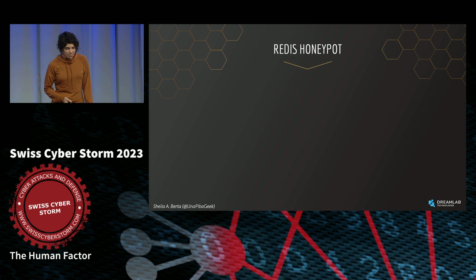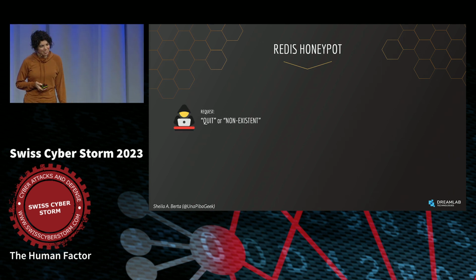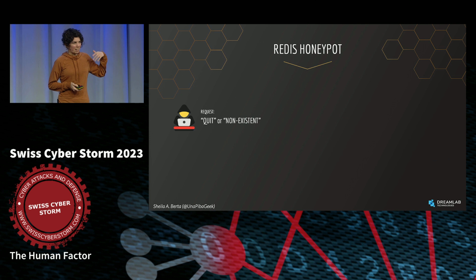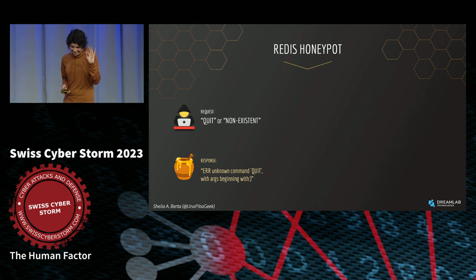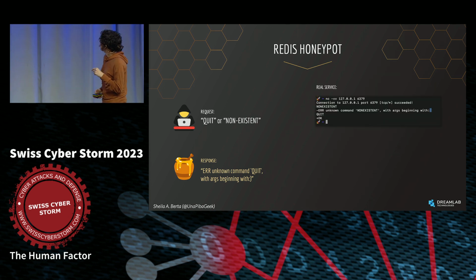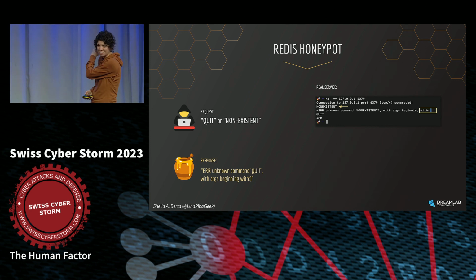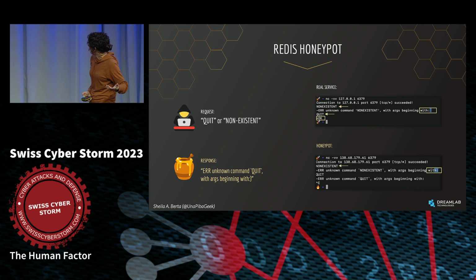So, Redis honeypot, this one was very funny. If you send a quit command or a non-existent command, it responds with the actual message that Redis would respond, but there is a little detail: they miss a white space at the end of the message. Look at this. This is a real Redis. If you send a non-existent command, you see there is a white space at the end next to the word with. And if you send a quit, it says, OK. Now check the honeypot. If you send a non-existent command, that white space at the end is not there.